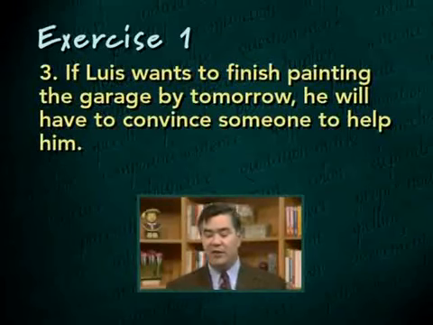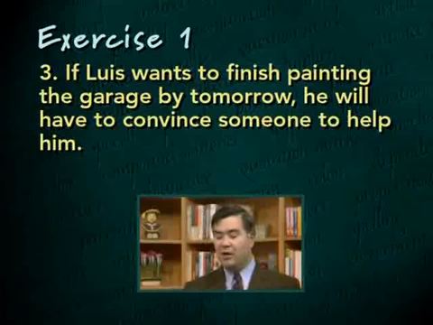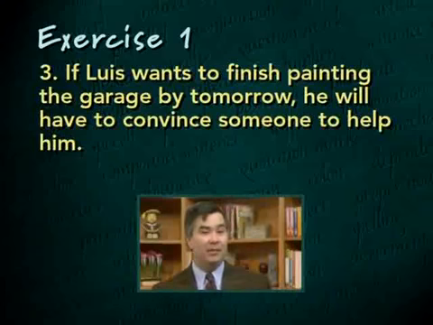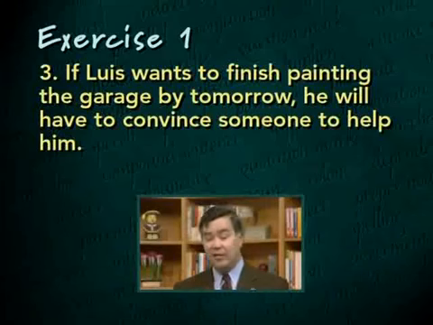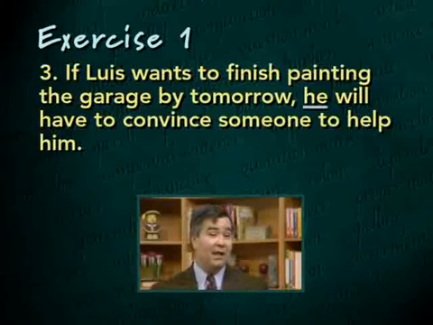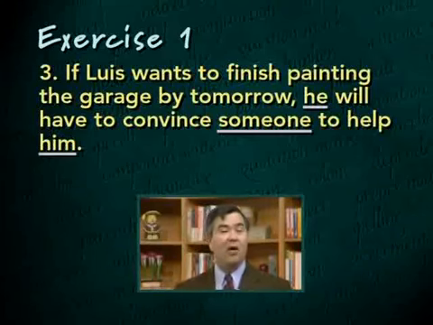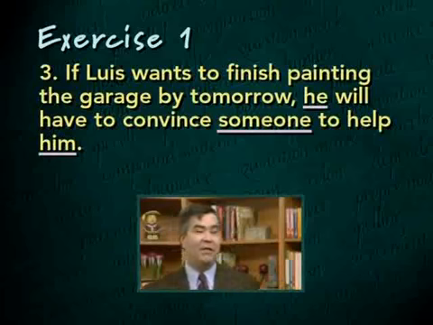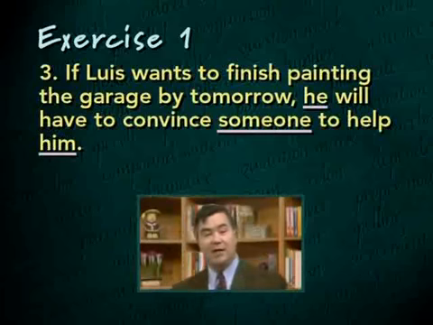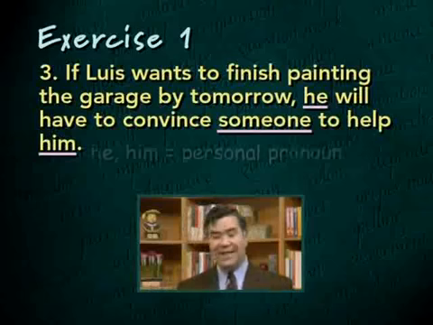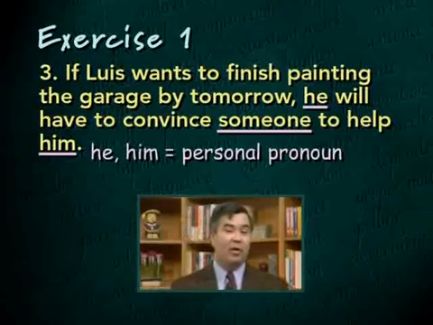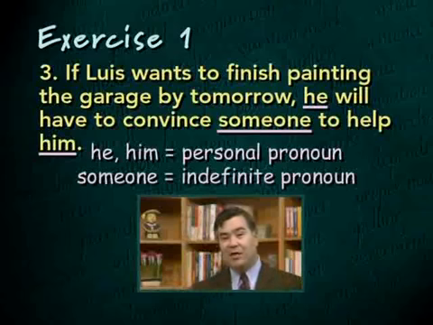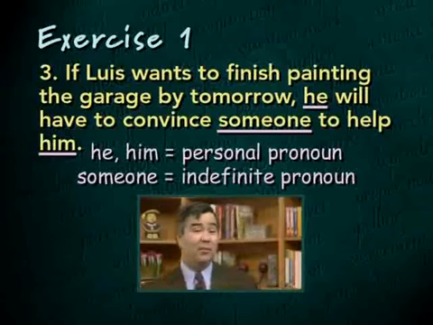If Luis wants to finish painting the garage by tomorrow, he will have to convince someone to help him. How many pronouns did you notice in this sentence? There are 3 altogether: he, someone, and him. All 3 appear in the second half of the sentence. Now, 2 of the pronouns are personal pronouns. He and him are both personal pronouns. The third pronoun, someone, is a different category. This is an indefinite pronoun.